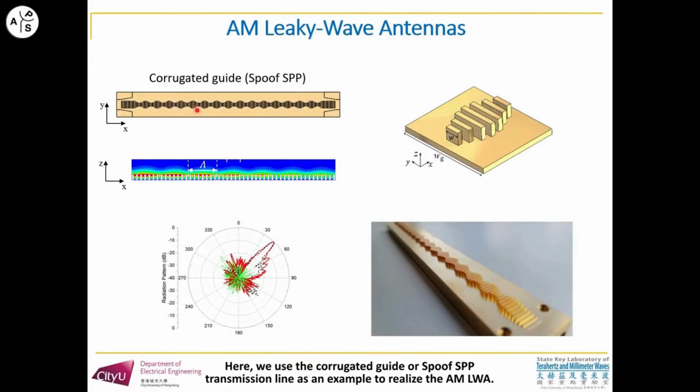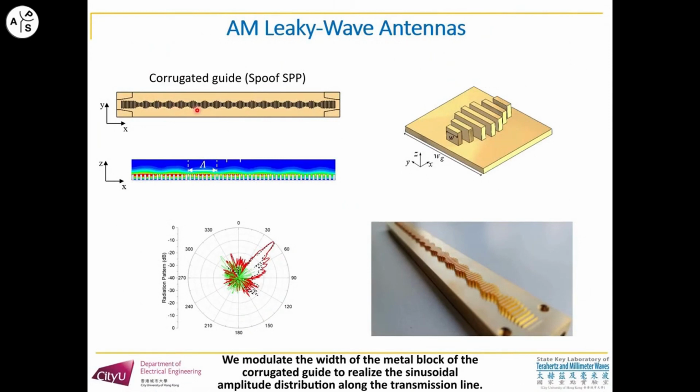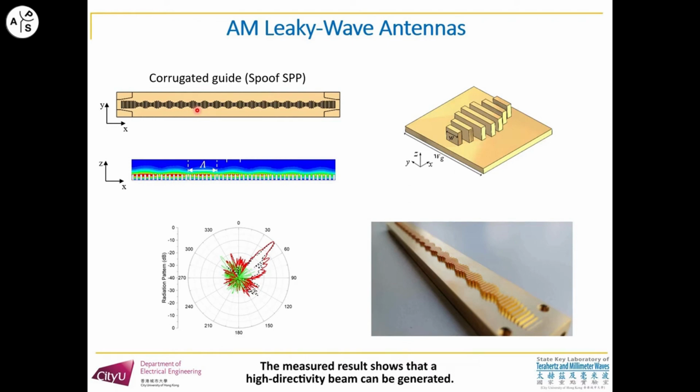Here we use the corrugated guide or spoof SPP transmission line as an example to realize the AM leaky antenna. We modulate the width of the metal block of the corrugated guide to realize the sinusoidal amplitude distribution along the transmission line. The result shows that a high directivity beam can be generated.